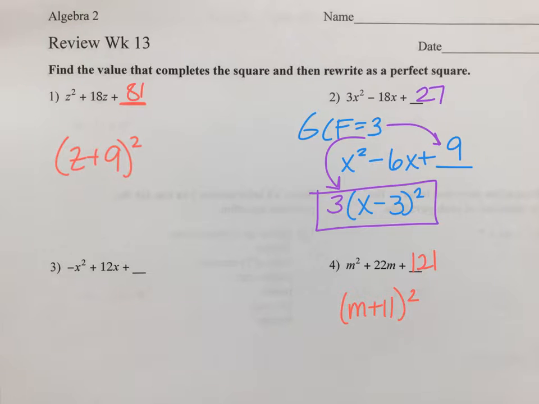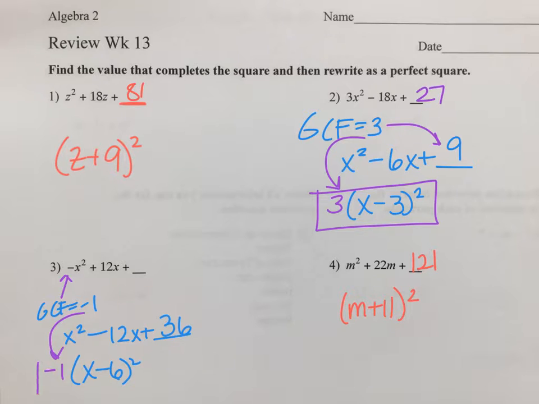3 actually does have a GCF. Don't get tricked there. The GCF is going to be -1. So a GCF is -1. Then my problem becomes x squared minus 12x plus blank. When I cut that in half, I get -6. So that's going to give me x minus 6 squared, 36 in this blank. And then again, I've got to bring my GCF into 2 places. -1 goes to the very front, and then -1 times 36 is -36, the value that goes in the blank.